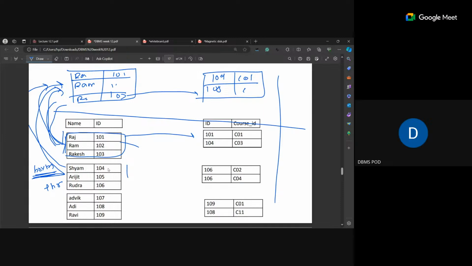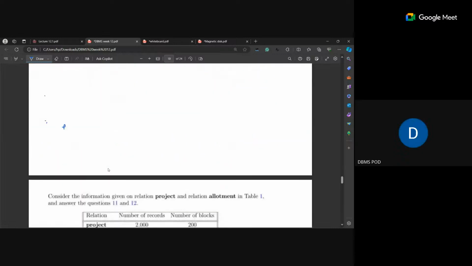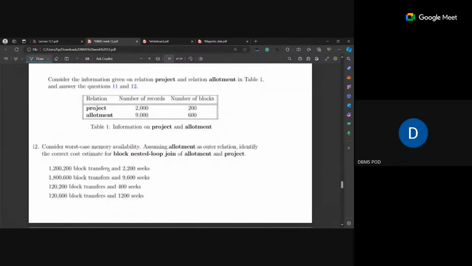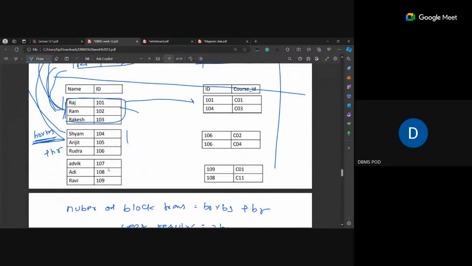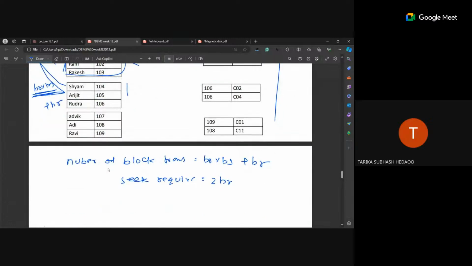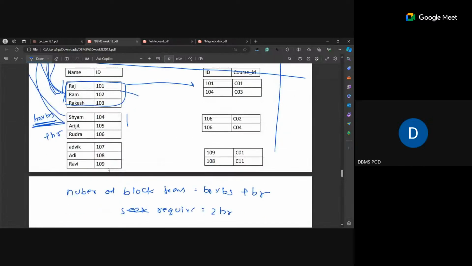Let me, maybe I need more time. Okay, no problem. So let's solve one more numerical. The second one, the formula you wrote just now. Sir. Let Ravi complete, then I will ask. He wants to ask something. Can you repeat? I did not get it.